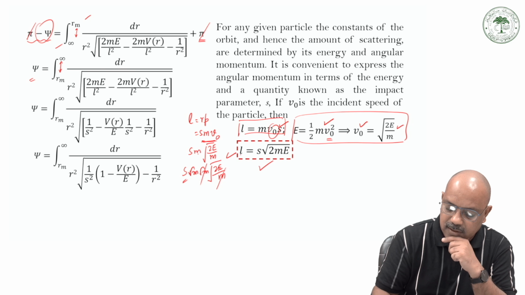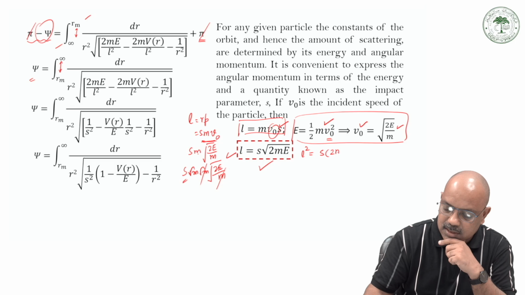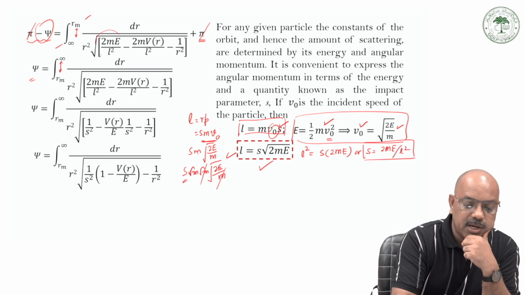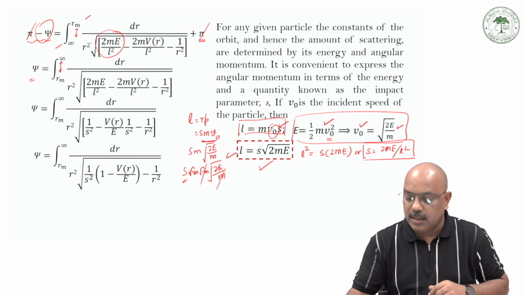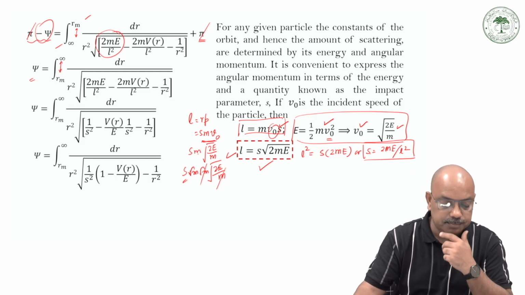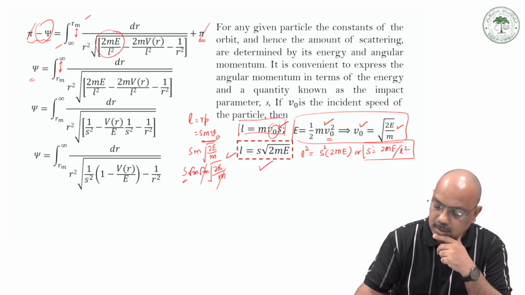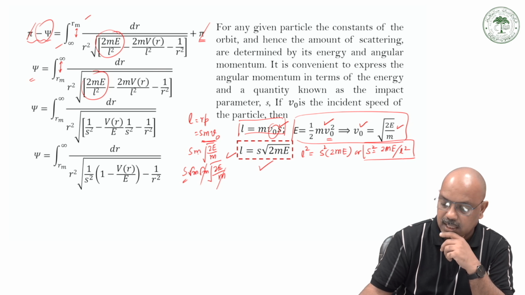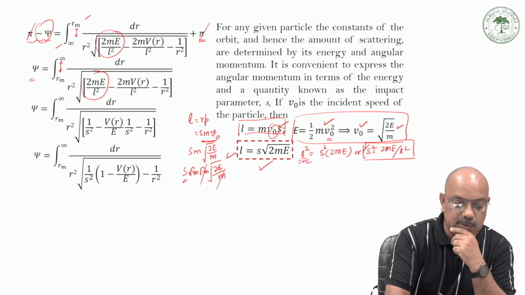So if I square it, this is going to be L square equal to S square twice m E. Or I can write S square equal to L square by twice m E. So I'm going to use this, L square by twice m E, which equals S square, because twice m E by L square multiplied by L square by twice m E is S square. So this is 1 by S square.